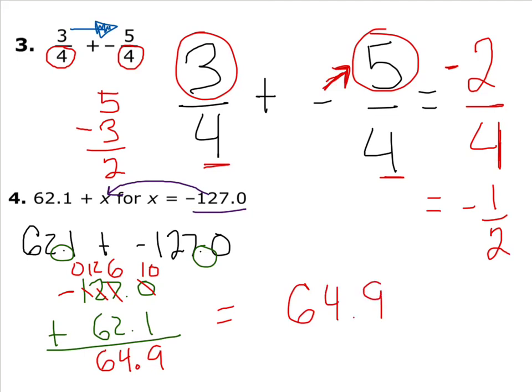So my answer is going to be 64.9, but now I need to go back and double check what my sign is going to be. What number is bigger, 127 or 62.1? 127 obviously is bigger, and it has this negative sign in front of it, so my answer also is going to be negative. So I'm going to get negative 64.9. It's that simple. You guys can do this. Just remember, you need to use your integer rules. Good luck.